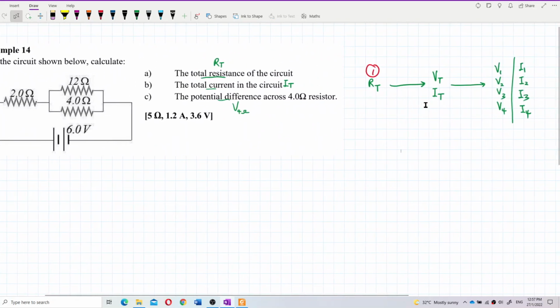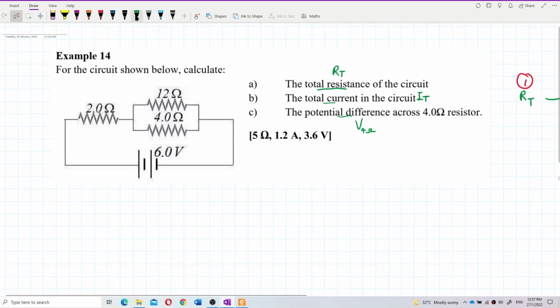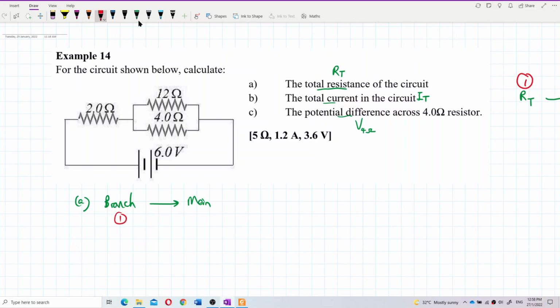Okay. All right. So now let us find the total resistance of the circuit. Question A, total resistance. First of all, we always do the branches first. We always do the branch, then only go to the main circuit. So our branch is over here. This is our branch, and then our main circuit is this one. So let's start with the branch first.